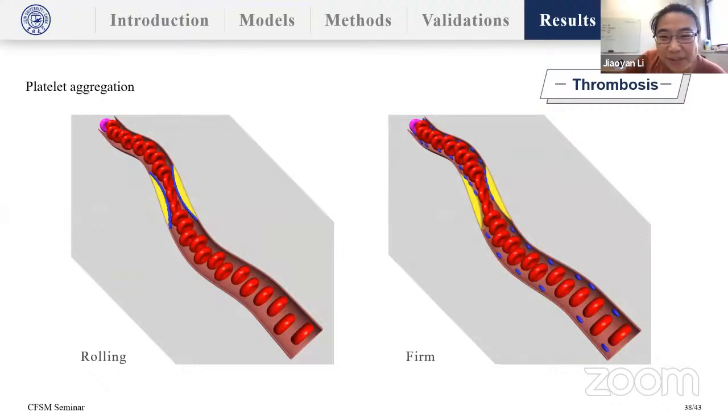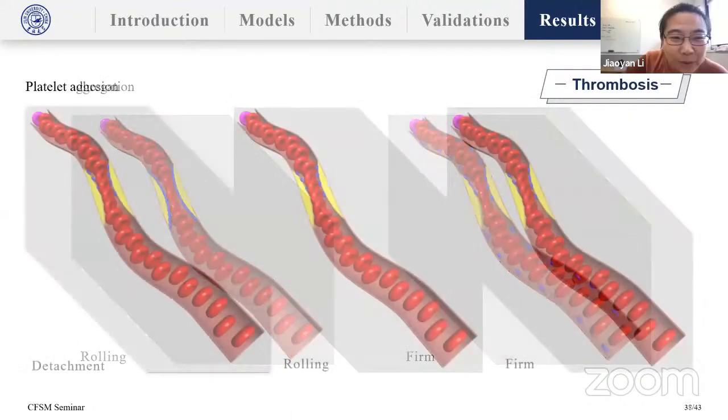So here you show some simulation results. I can see the red blood cell and I can also see some blue particles. So what are those blue particles for? The blue particles are not shown in these figures. I just show the cell and platelet. Particles fill this tube.